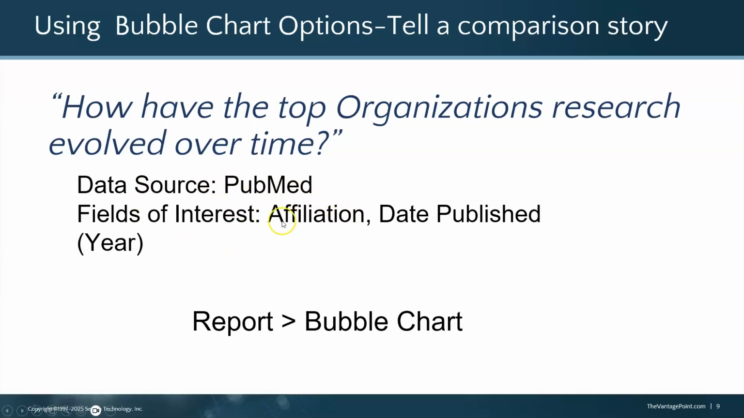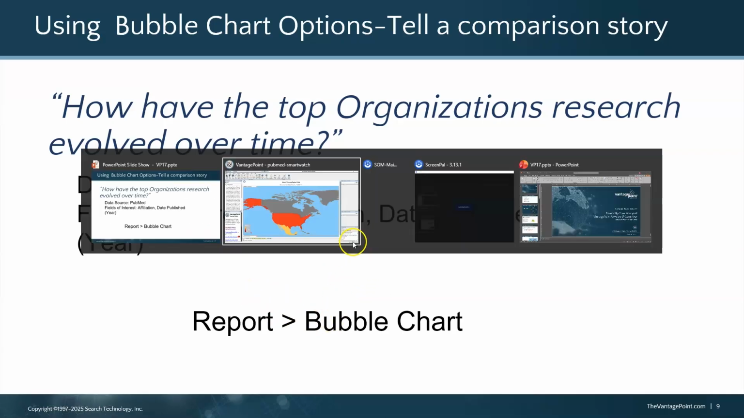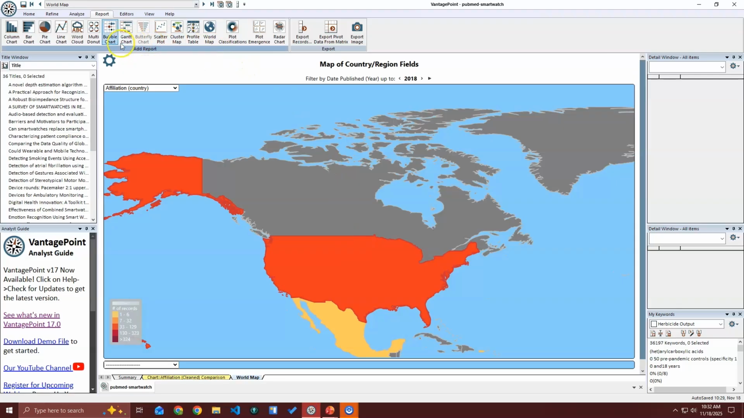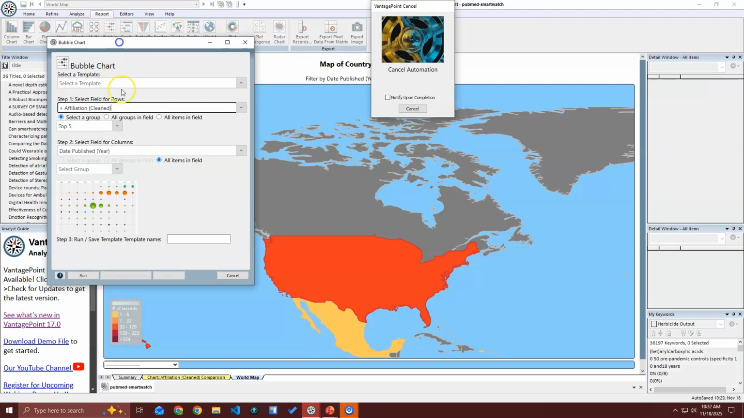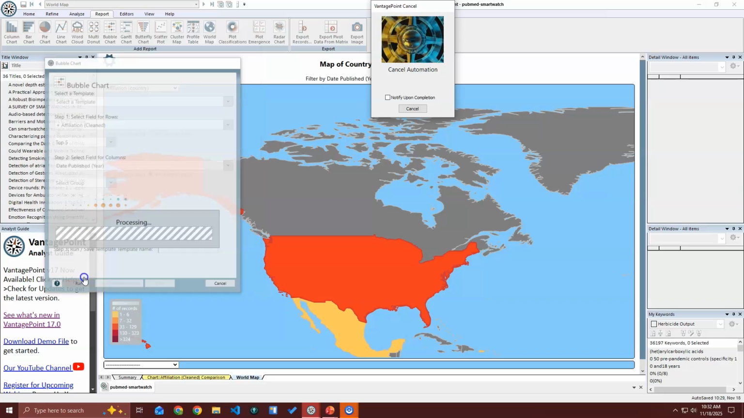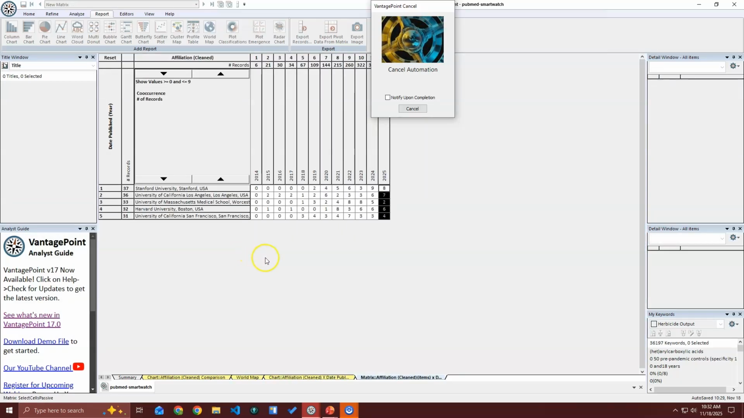This is smartwatch data. My fields of interest are affiliations and date published, so my organizations by year. So going back into VantagePoint, I go again to Report, Bubble Chart, and I'm selecting my affiliation field or organizations, top 5, and date published year. So organizations over time. Click Run.